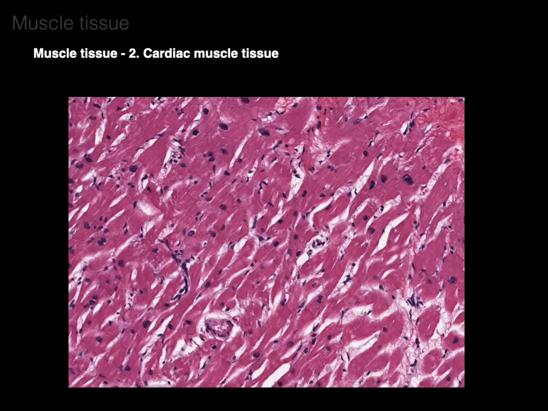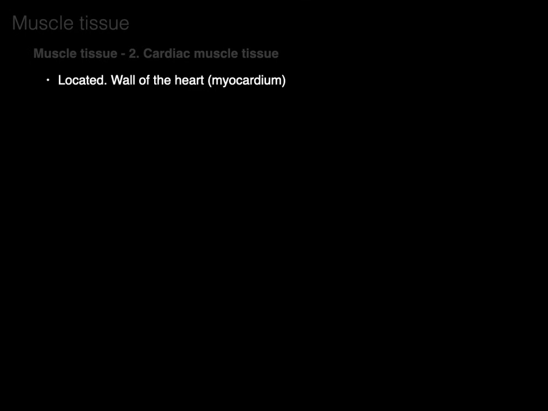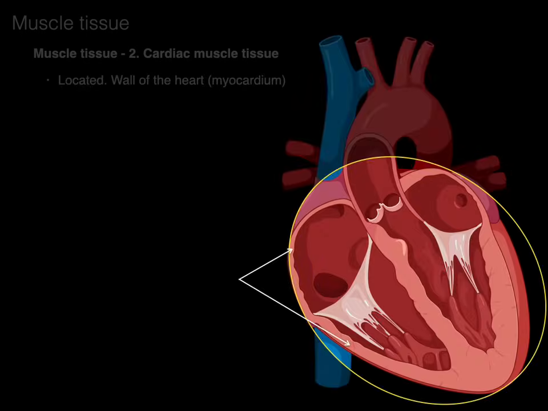Now the second type of muscle tissue is called cardiac muscle tissue. This is involuntary, but it's also striated and it has something called intercalated discs. So there's the nucleus. The intercalated discs are junctions between adjacent cardiac muscle cells that anchor them together, and they have gap junctions to allow an action potential to spread. And there are striations because you have that regular arrangement of myosin and actin. And its location, hence the name cardiac muscle tissue, is in the wall of the heart. We call it myocardium, so cardiac muscle tissue and myocardium are synonymous. Anywhere you find heart muscle in the wall, that's all cardiac muscle tissue.